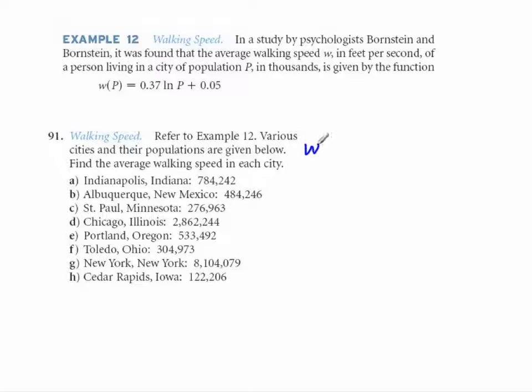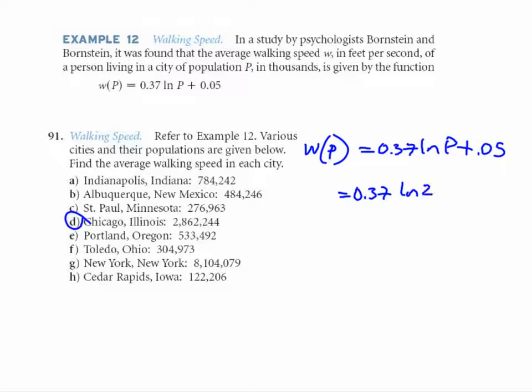So here's my formula. The walking speed in a certain city with a given population is 0.37 ln of P plus 0.05. So I'm going to take and just plug in any one of the numbers that they gave me. Ln of, okay, let's pick, I don't know, Chicago. So ln of 2,862,244, and then plus 0.05.